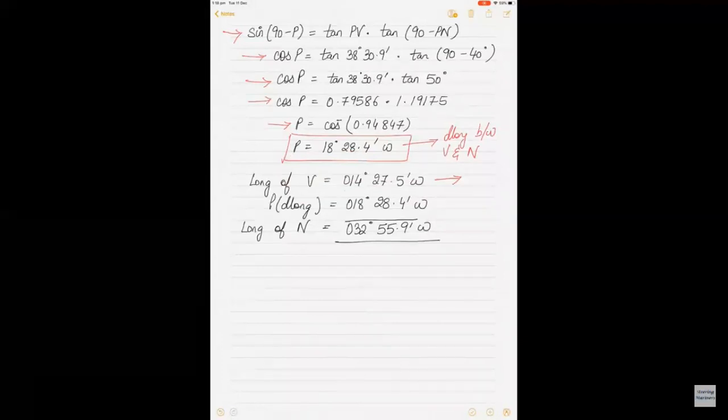So here we complete the full question. We found out the latitude and longitude of M and N, the vortex, which is 32 degrees 55.9 minutes west, the initial and final course, and the distance, right?